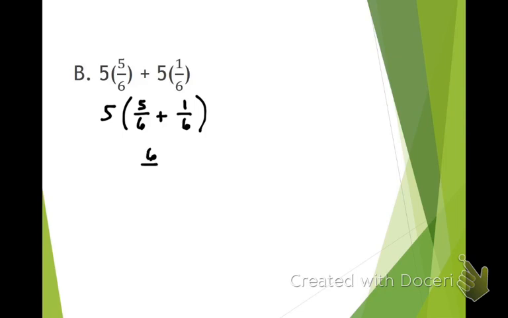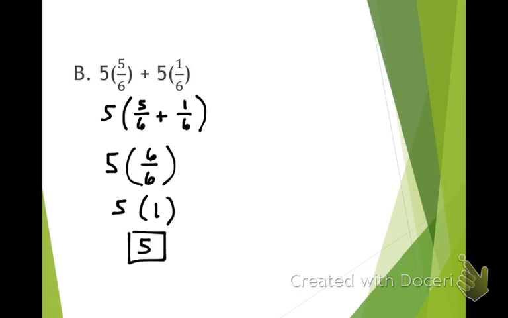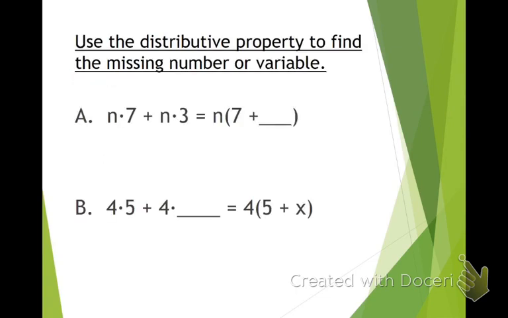Guys, what is 5/6 plus 1/6? It is 6/6. 6/6 is the same thing as 1 whole. What is 5 times 1? And that is your final answer. Raise your hand if you got the correct answer. Yeah, I did it too.